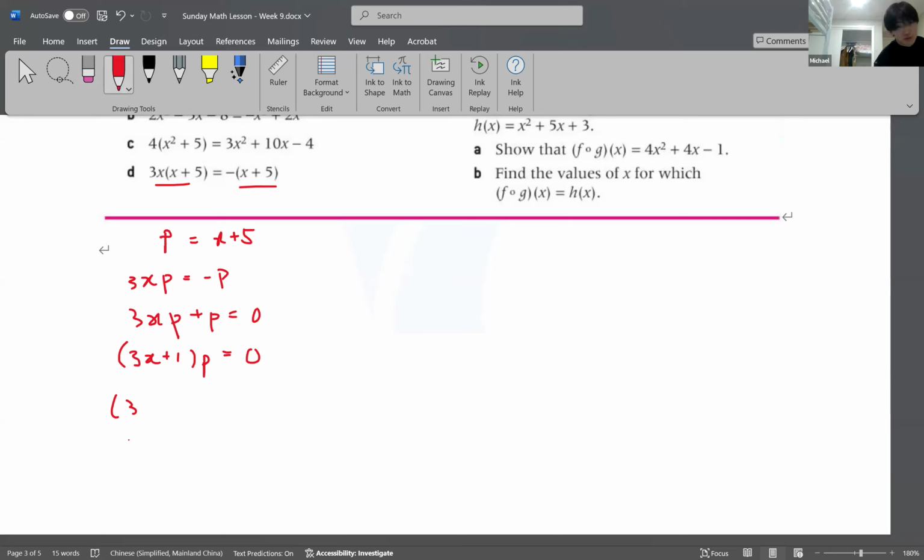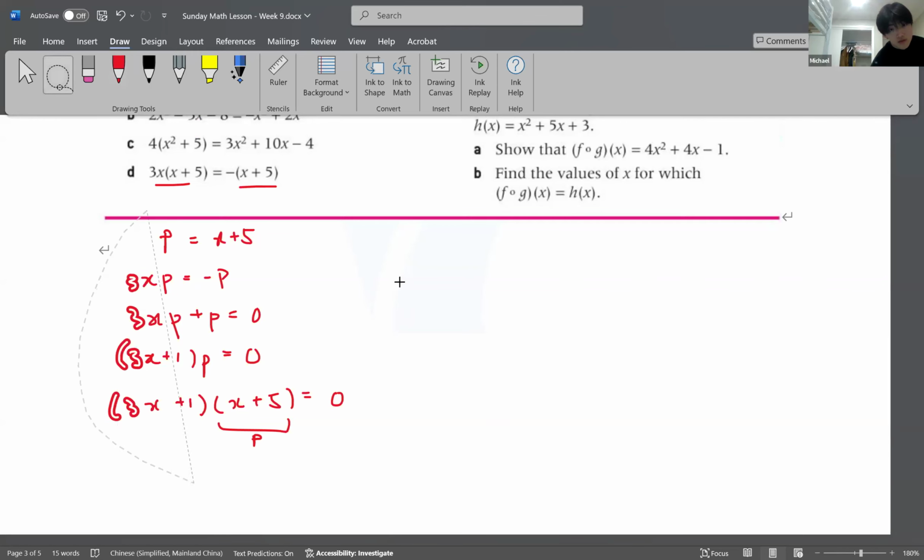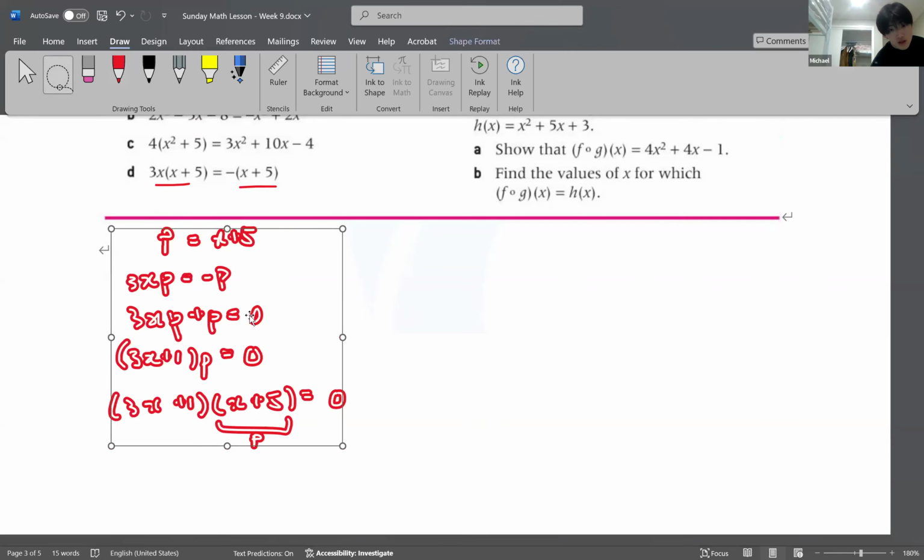Alright, and then remember what p is. P is nothing but x plus 5, so we just replace p back. We never really need the p in the first place if your algebra is good enough, so you can see this straight away. But if you can't see this straight away, replace it with p. You just know this is p, right? So now this is factorized.